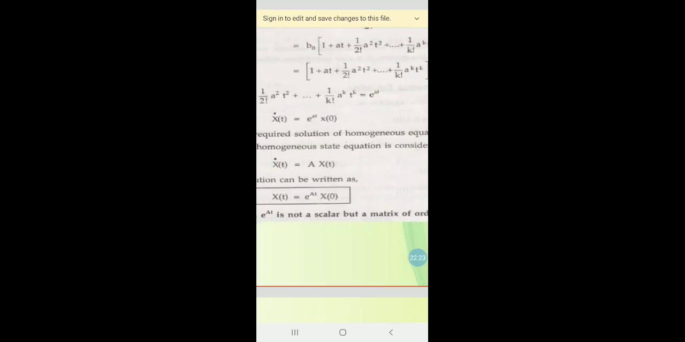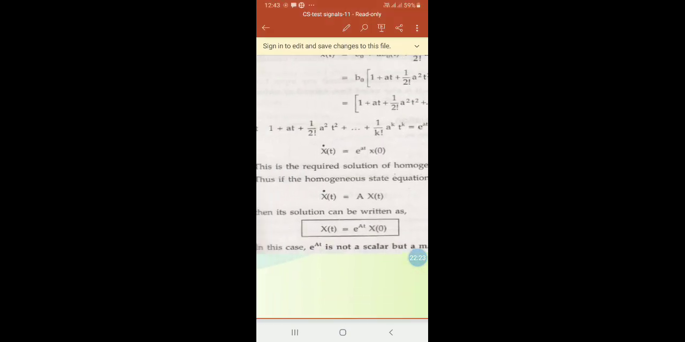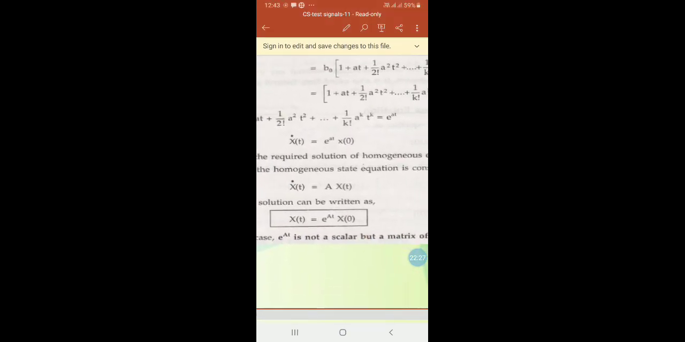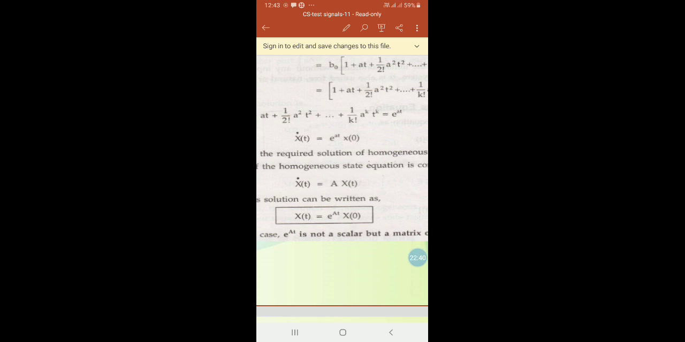So x of t is equal to e raised to At x of 0. This is the required solution of the homogeneous equation in scalar form. If the homogeneous state equation is considered, x dot is equal to A x of t, and its solution can be written as x of t is equal to e raised to At x of 0. So in this case, e raised to At is not a scalar but a matrix of order n into n, the same as that of matrix A.